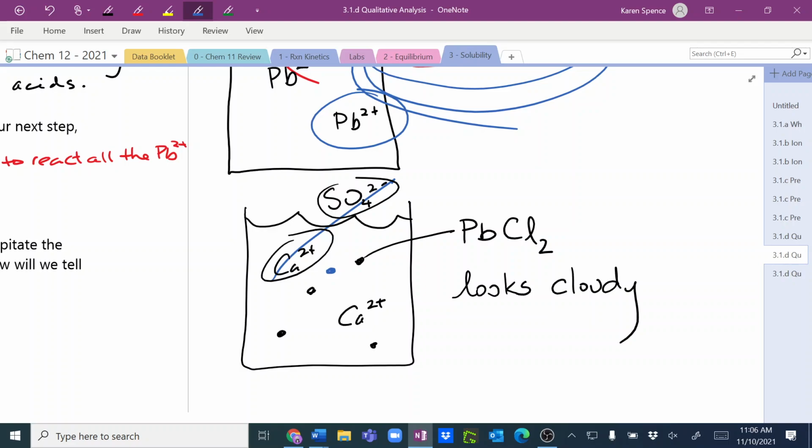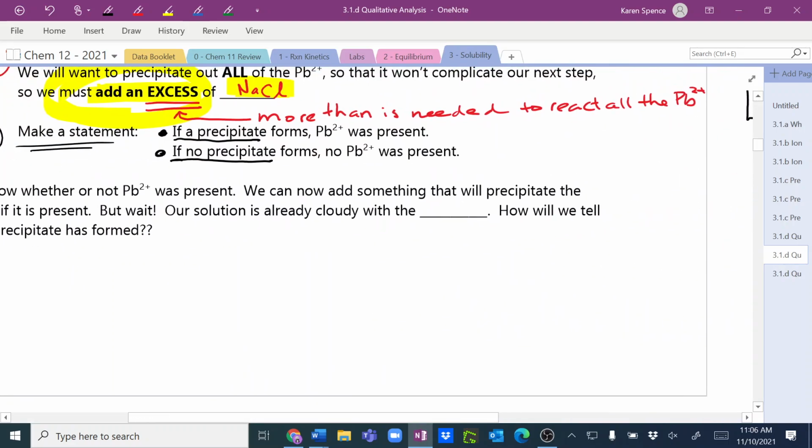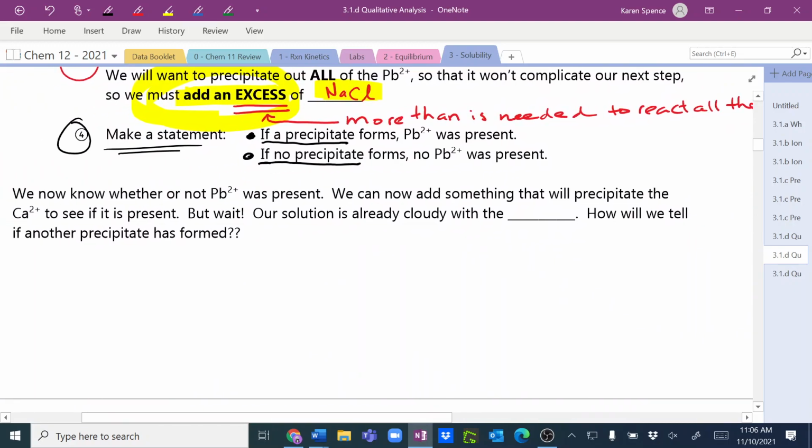So what could we do to fix that problem before we start adding something to precipitate out the calcium? We can remove the precipitate. See if you can think back to grade 9, 10, 11, some way that you could separate a solid that's floating in a liquid. Joanna? You could filter it. Filtering is an excellent way to separate the solid from the liquid. So let's just fill this in here.